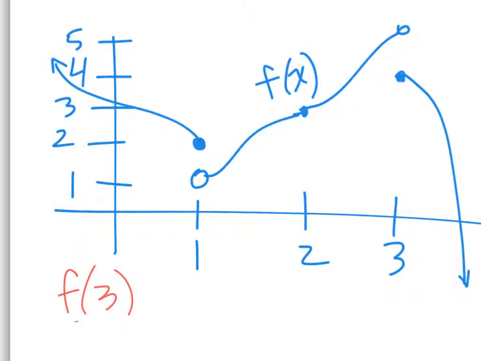Okay, f of 3. Wrong. Okay, 4. Yes, correct. The only part that exists is 4. So f of 3 just means where is the actual point at 3, that is only 4. For the limit, there is a hole there, so it doesn't work. All right, let's try another one.